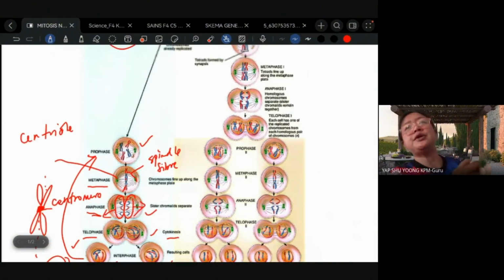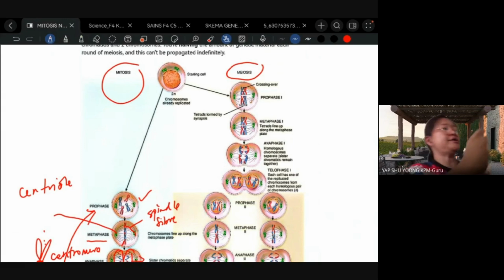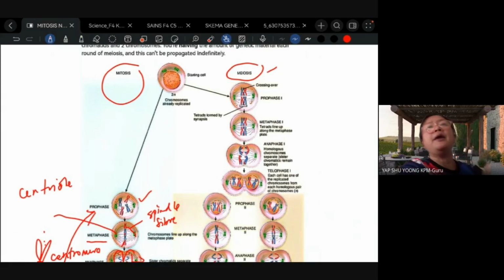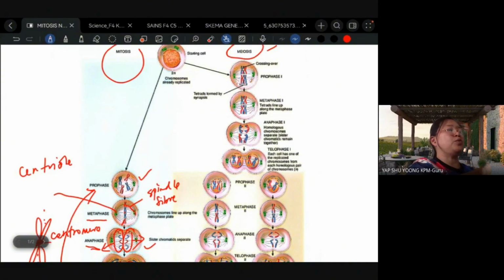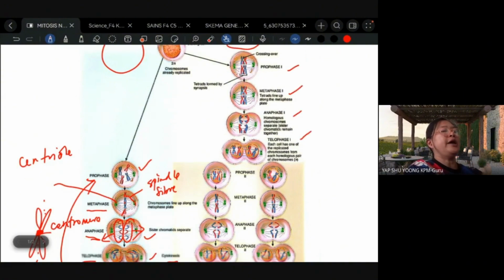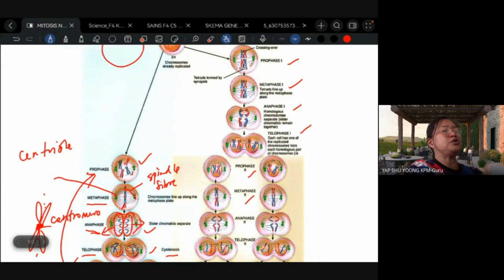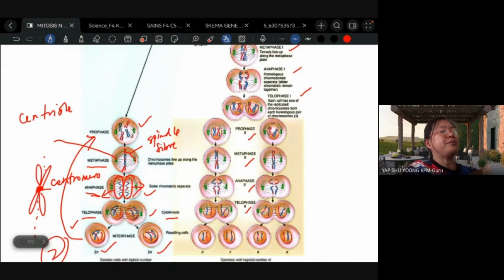Okay, next we go to the meiosis. Meiosis is very easy. How many phases do we have? We have prophase 1, metaphase 1, anaphase 1, telophase 1, and prophase 2, metaphase 2, anaphase 2, and telophase 2. Okay, this is meiosis.